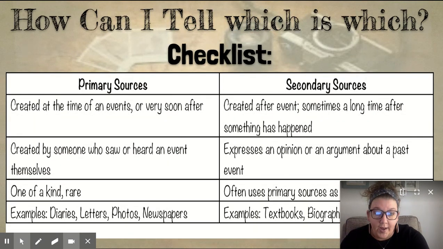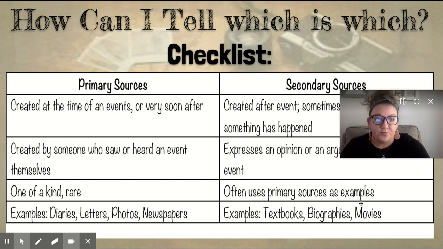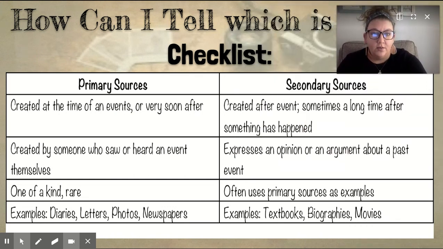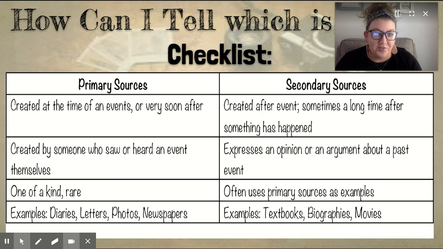All right, when trying to think, is something primary, is something secondary, we have this checklist that you can use. So primary sources, and if you want to copy this down, go ahead. It's probably handy to have, or if you take a screenshot and save it. But here's a checklist to help you think, is this a primary source or a secondary source?